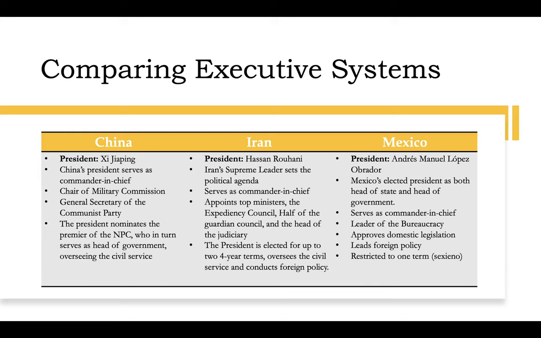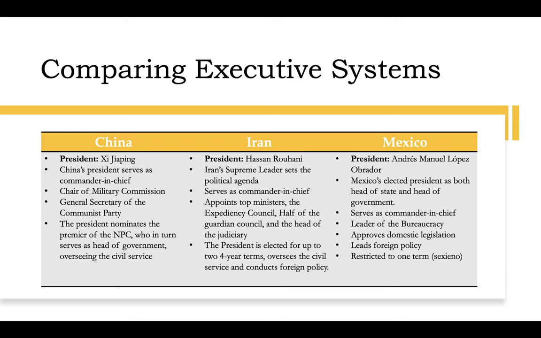Now, before you start blindly copying, we talked about there's two different ways essentially to style your executive system. What are the two most popular ways? We literally covered this yesterday. It's not a trick question. Kate? The presidential system and the parliamentary.